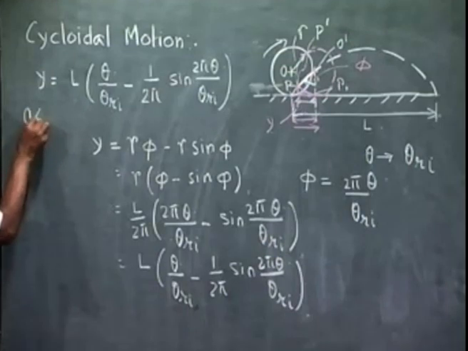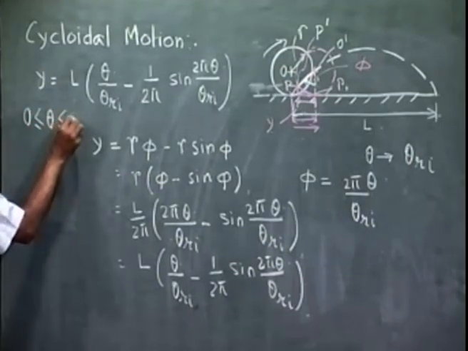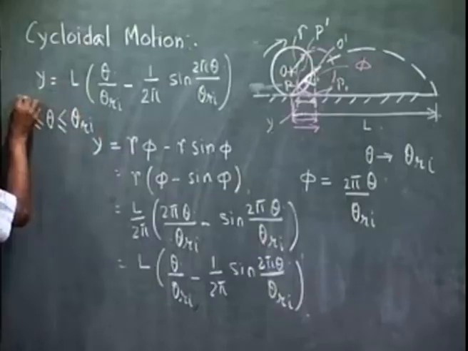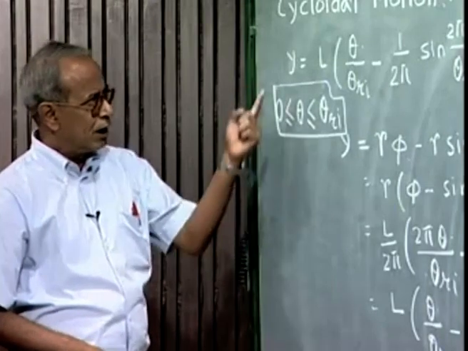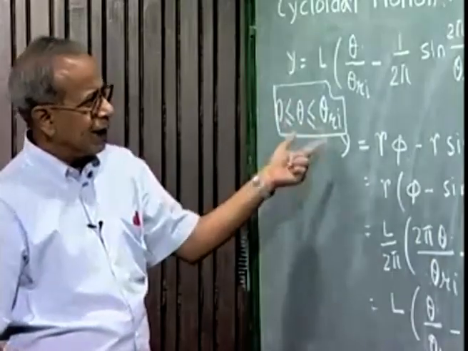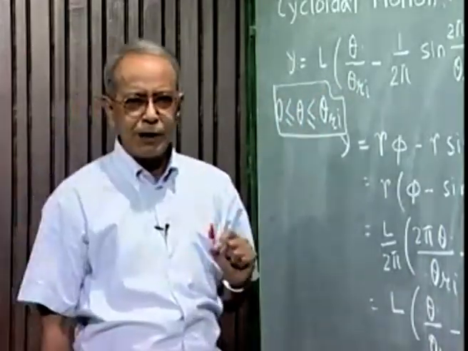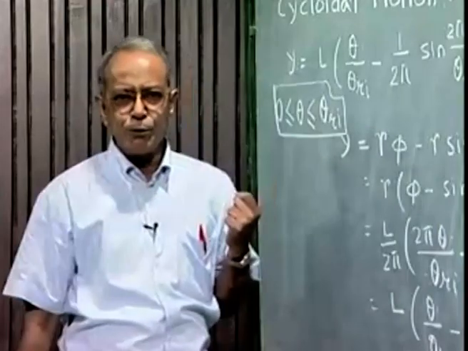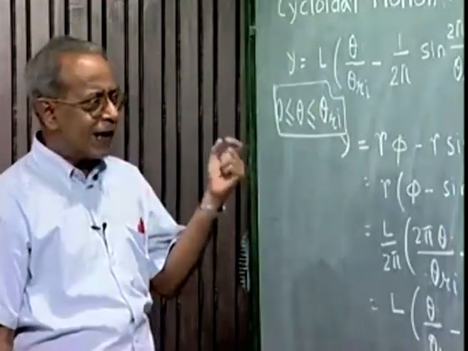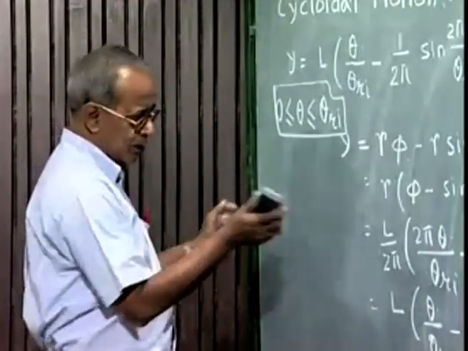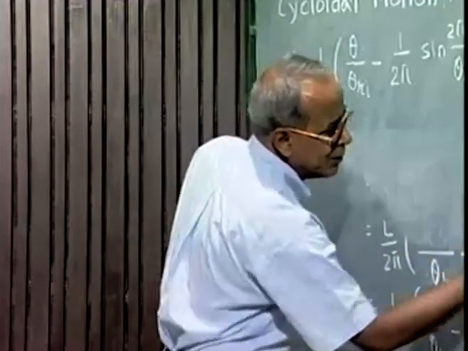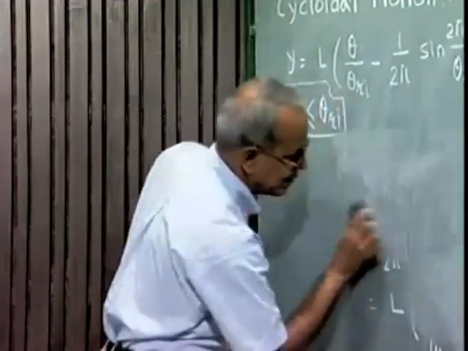Obviously it is valid in the range 0 to theta Ri. In this range, the displacement of the follower is expressed by this equation. Now we can study the velocity and acceleration of the follower at the beginning and end of the rise. For example, if you remember, for simple harmonic motion, the one difficulty was that the acceleration from 0 took up a constant value, some finite value, at the beginning of the rise. So the jerk was very large.